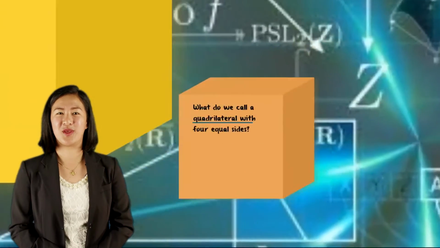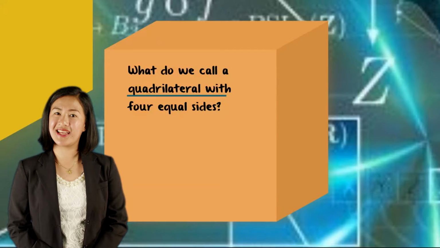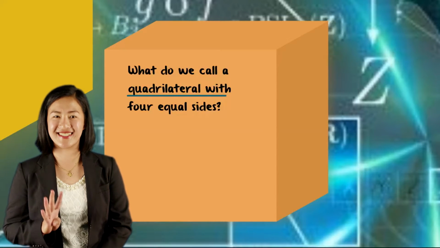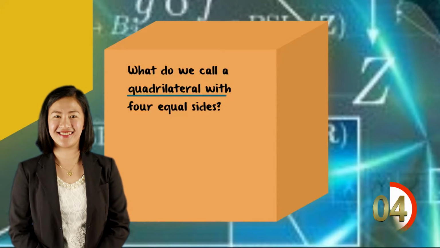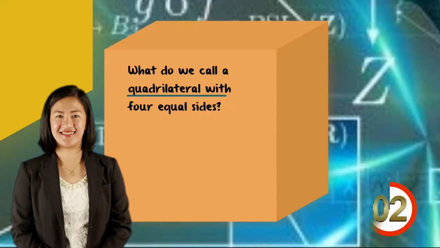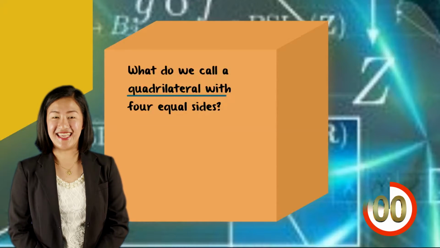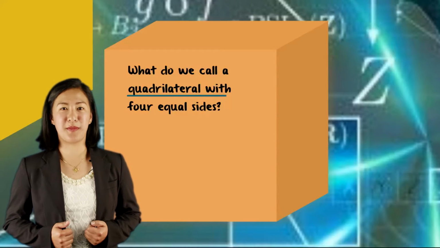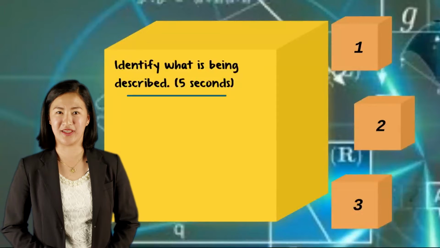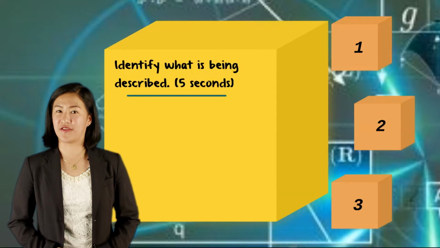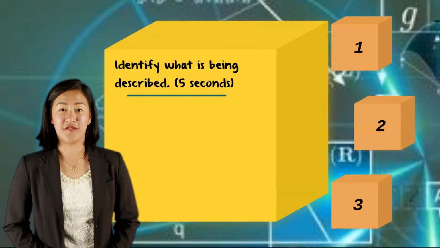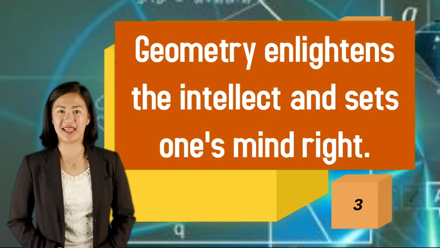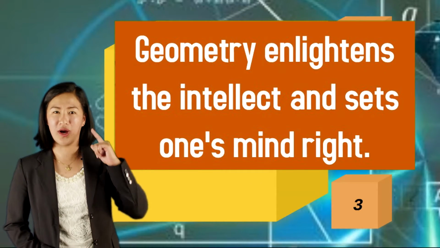Great! What do we call a quadrilateral with 4 equal sides? It's a square. Amazing! These are just some of the basic concepts of circles and polygons. Let's go and explore further the world of geometry. For they say, geometry enlightens the intellect and sets one's mind right.